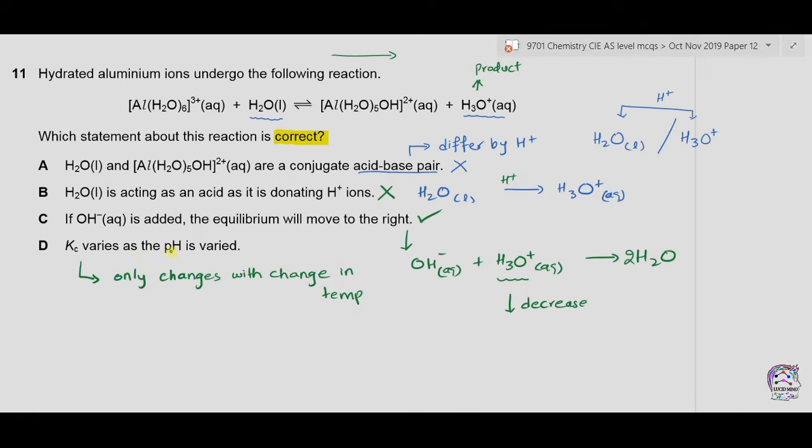And it is not affected by pH or pressure or concentration. So therefore correct option is C.